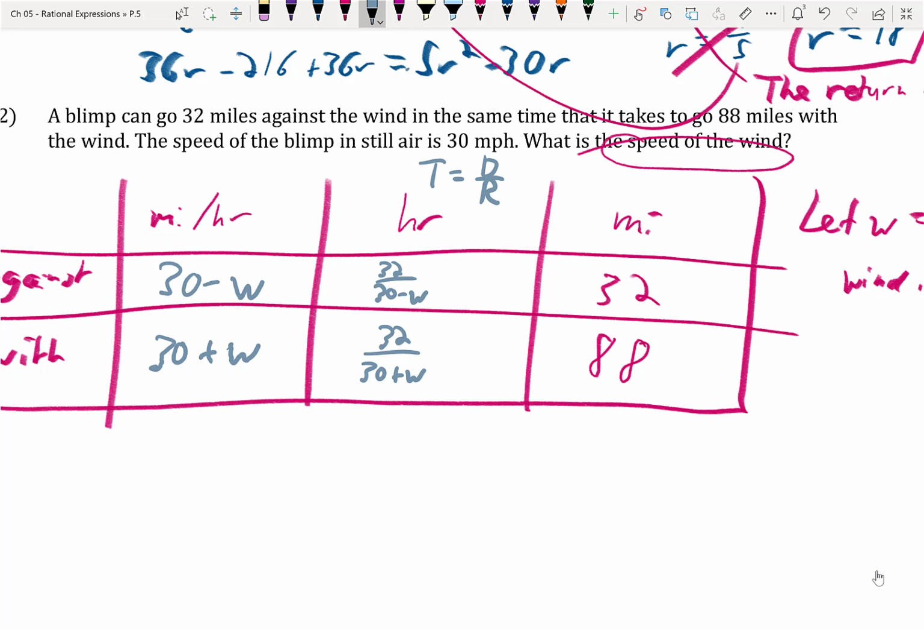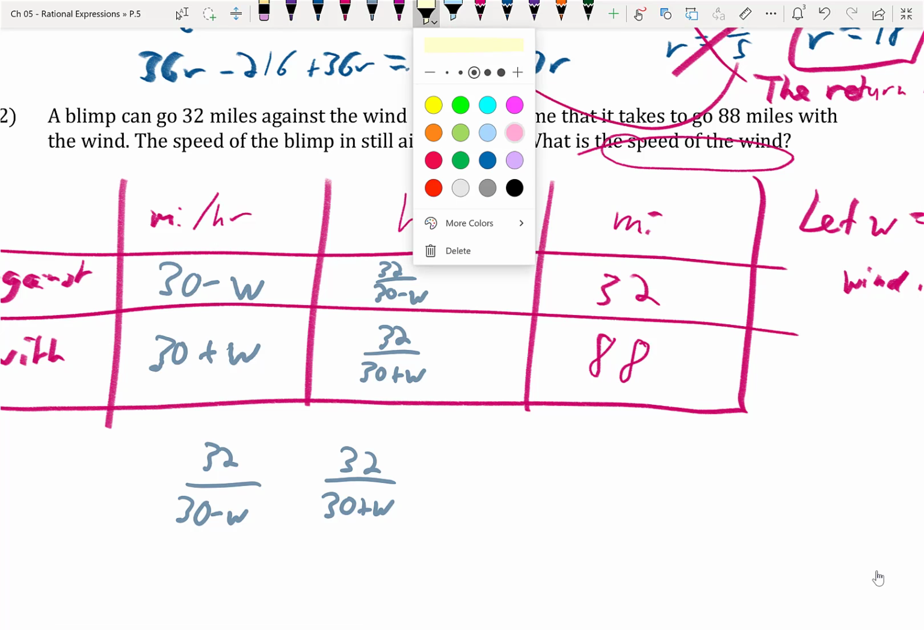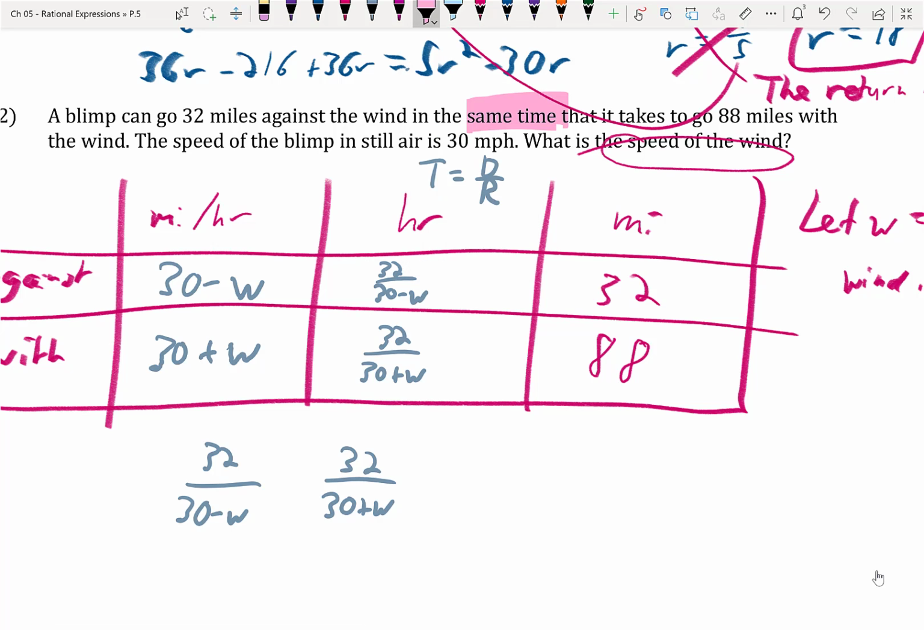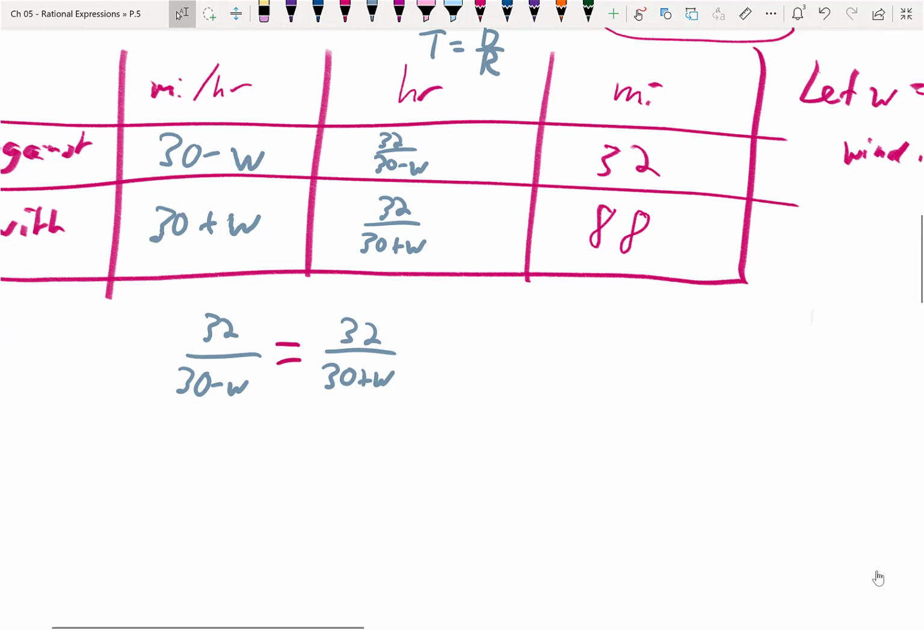Now, what are the key words that are going to make this actually work here? Because I've got two times here expressed as things. I've got 32 over 30 minus W, and I have 32 over 30 plus W. What do I do here? The two key words are here in the problem. They're buried, but they're present, right in front of your face, screaming at you: same time. So when it's same time, we're going to put an equals between the two of them and solve.